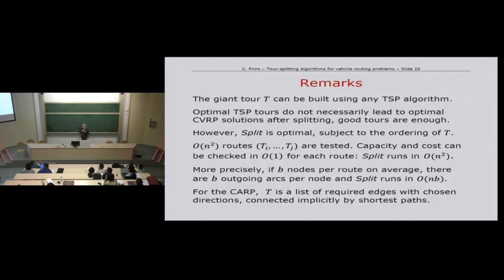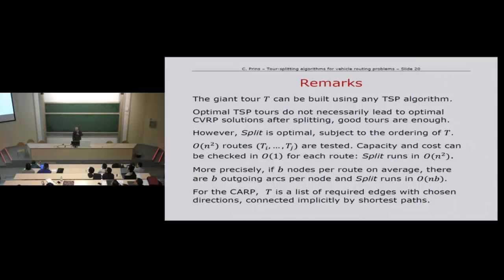So, as I said, the giant tour can be built using any TSP algorithm, but it's not necessary to use an optimal TSP algorithm, because it would be too easy. If you compute an optimal TSP solution and then you split it, you don't necessarily obtain an optimal solution for your vehicle routing problem. So good tours work as well. So you can use any heuristic to compute the giant tour. And if you split it, in general, you obtain fairly good solutions.